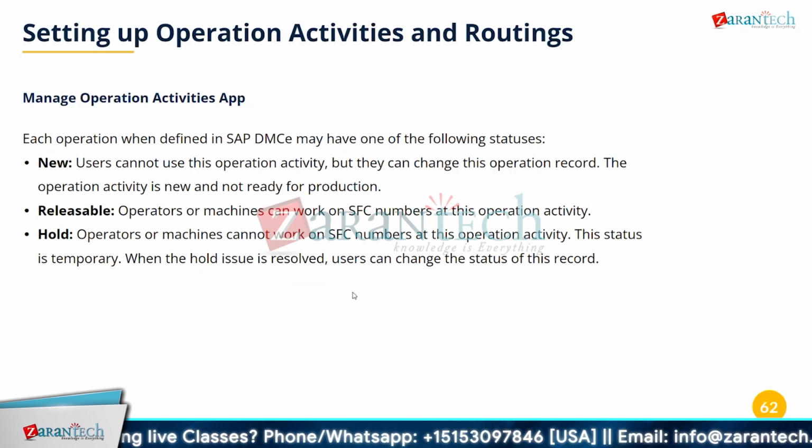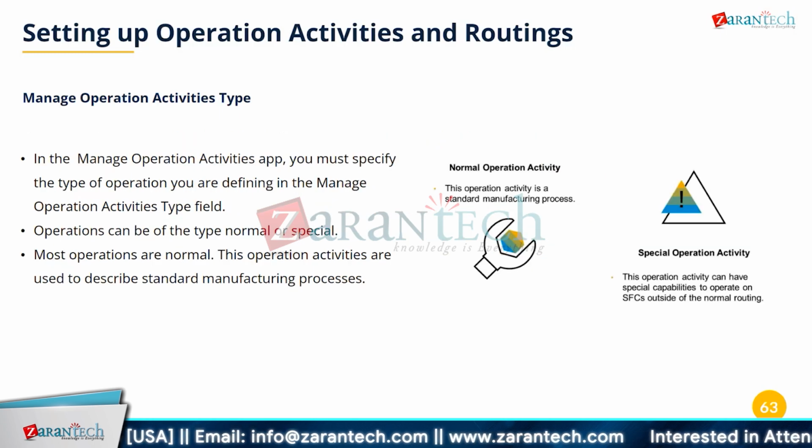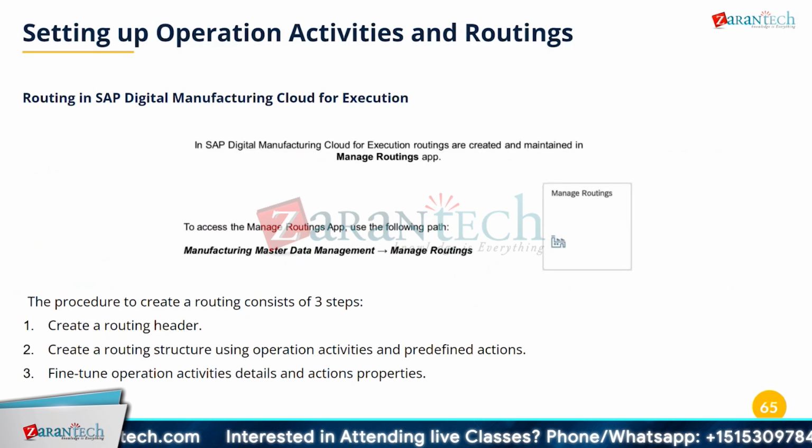We're also going to see the different statuses in DMC for the operation activity: one is new, releasable, and hold. We will go through these statuses, and also the operation activity type. There are a few already defined types we will go through, and then we will go through the routing as well. So let's go inside the DMC application itself, and we will go through these two applications, first the operation, and then the routing.